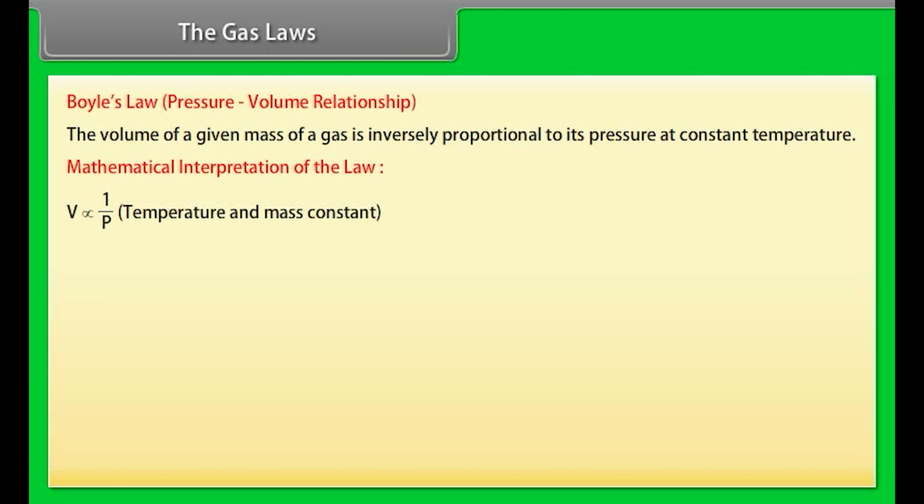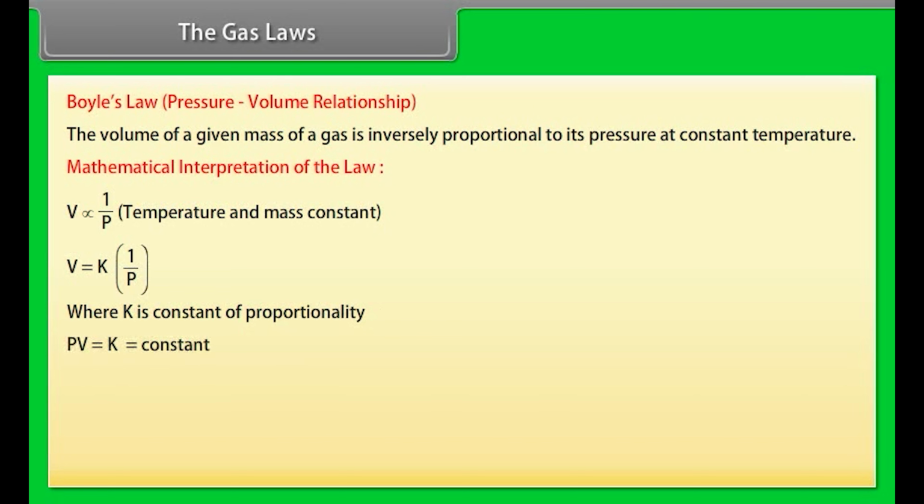Volume is inversely proportional to pressure at constant temperature and mass. V = K × 1/P, where K is the constant of proportionality. PV = K = constant.